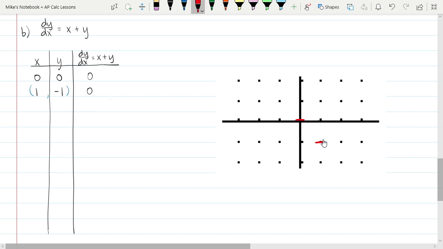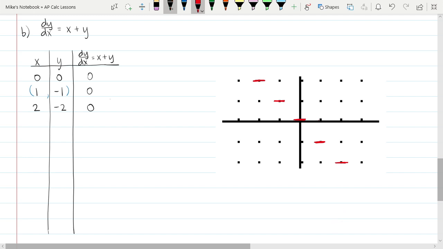So it seems like maybe we're going to have a pattern on the diagonal. So let's explore that. What if I used 2, negative 2? So if I use 2, negative 2, that would also be a slope of 0. So now that I'm starting to see that pattern, let's go ahead and just fill in the rest without having to make that in the table. So negative 1, positive 1, that's going to be a slope of 0. Negative 2, positive 2, that's also going to be a slope of 0.